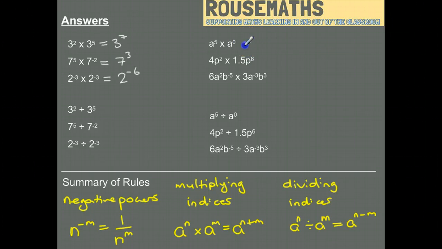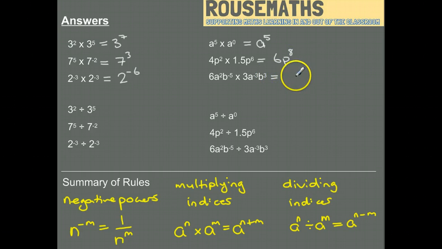Moving over to the other multiplications, this one is fairly straightforward. You've got 5 plus 0, a to the power 5. On this one here, you have to do 4 times 1.5, so that's going to be 6, and then p to the power 2 times p to the power 6. This is p to the power 8.